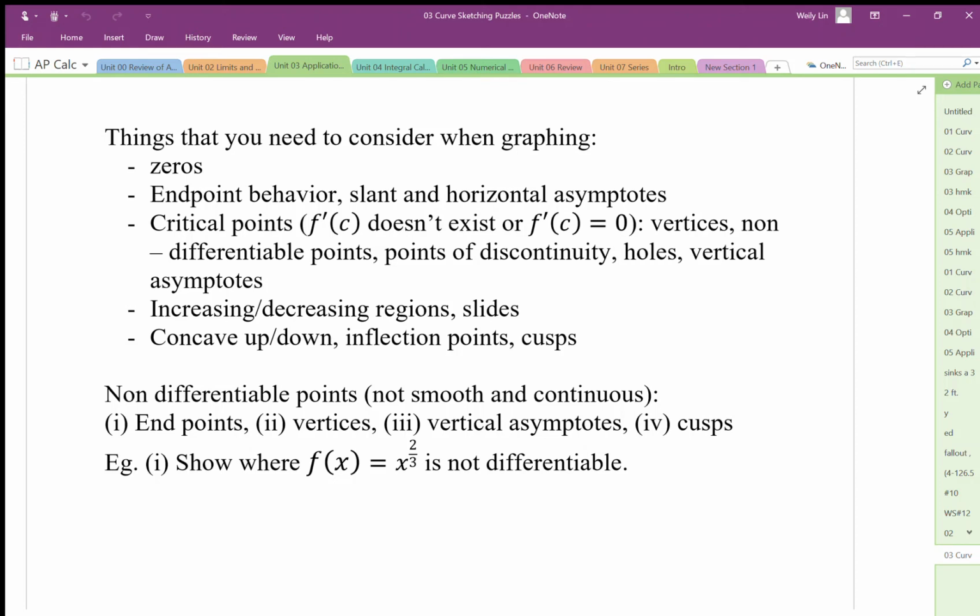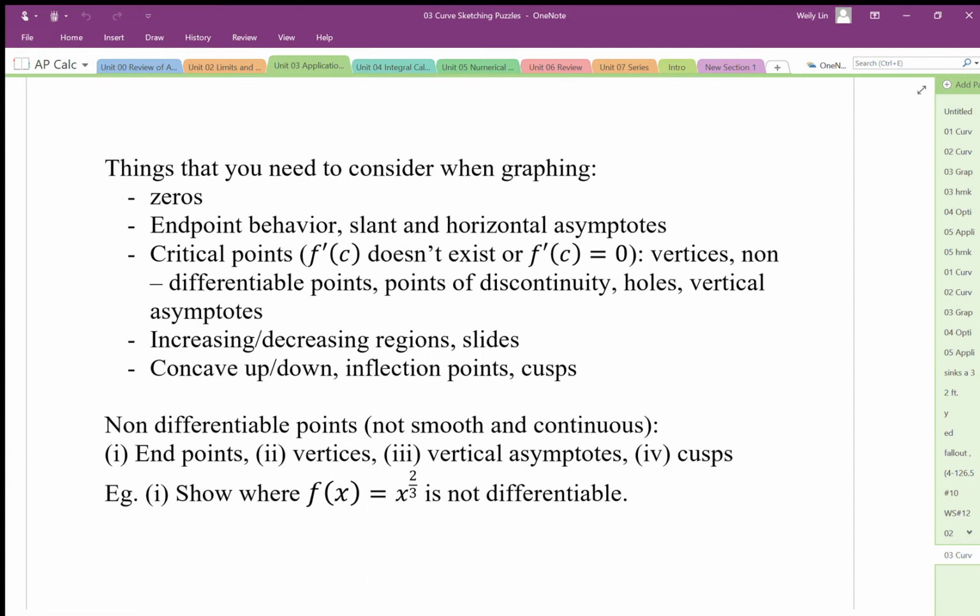So let's look at the different things we need to consider when we're graphing. We've dealt with the zeros. These are standard things that we do in grade 12. Then we start looking at endpoint behavior, which is like our limits as x goes to infinity or negative infinity, and those also give us slant asymptotes. So slant and horizontal asymptotes are to do with endpoint behavior.